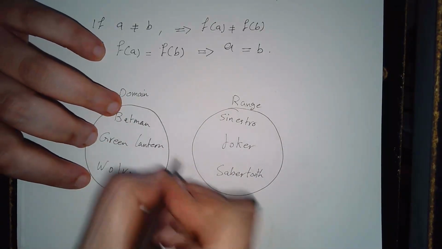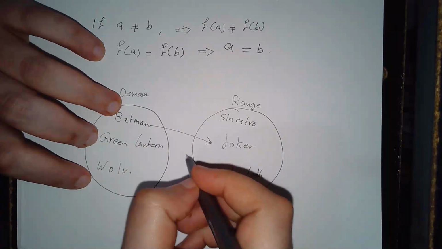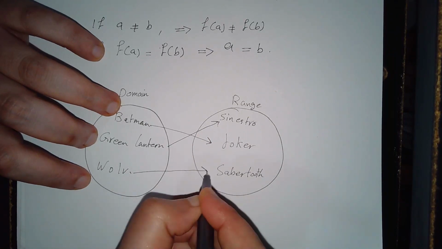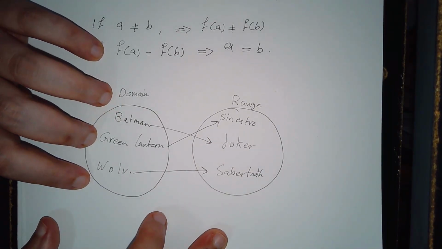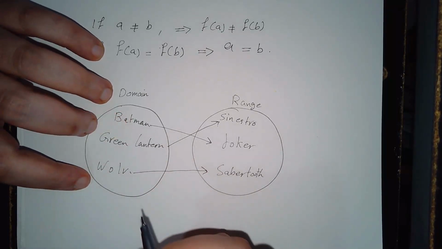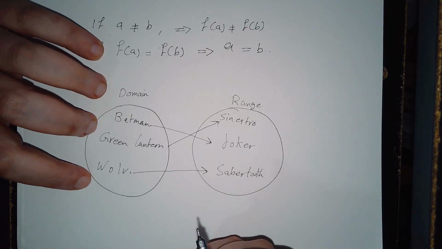So Batman goes to which one? It goes to this one, right? Joker. Green Lantern goes to Sinestro, and Wolverine goes to Sabretooth. Would it make sense if I had Joker go to both Batman and Green Lantern? No, because it has nothing to do with the Green Lantern, right? Well, it kind of works the same way.